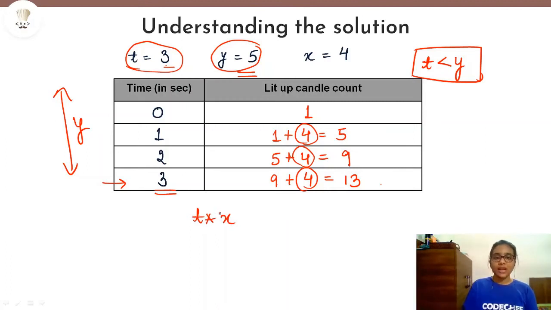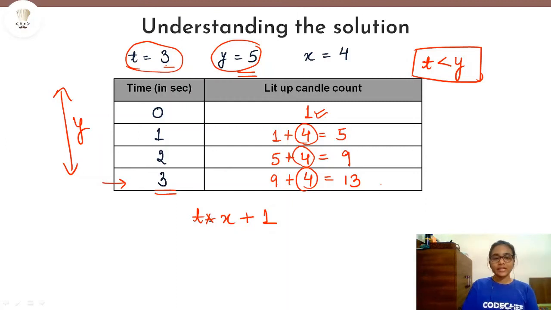And also at the end of 3 seconds, or at the end of t seconds, we will have one extra candle. One extra candle, how? Because at the 0th second, we already had a pre-lit candle here. Chef had an already pre-lit candle here, which also will not be extinguished at the end of t seconds if t is less than y.